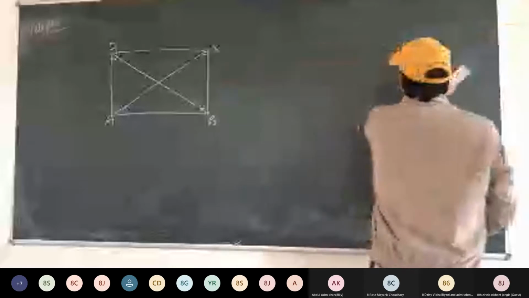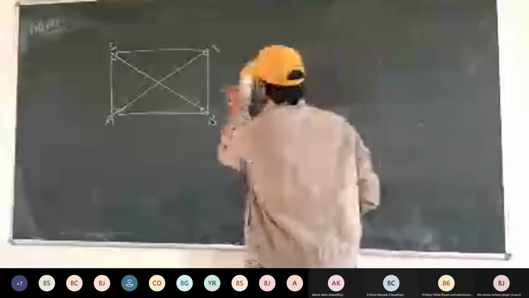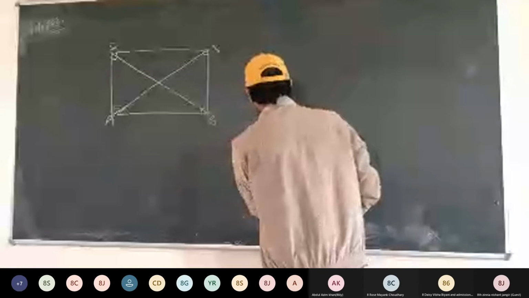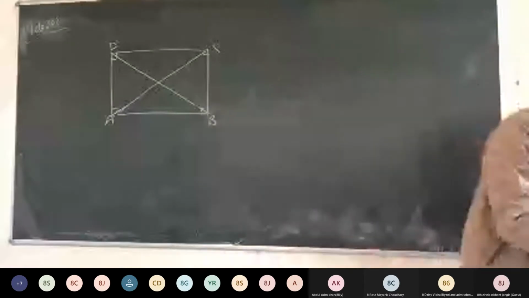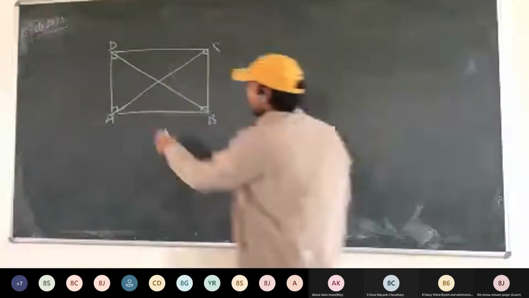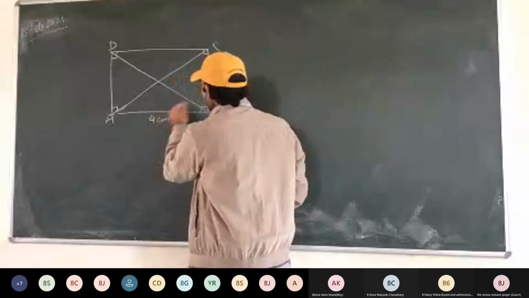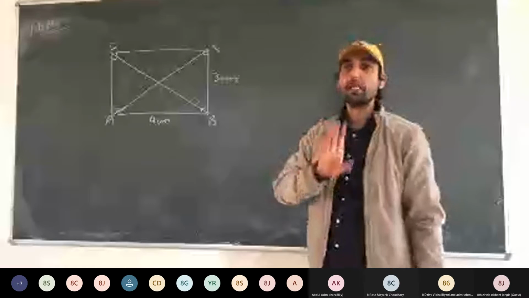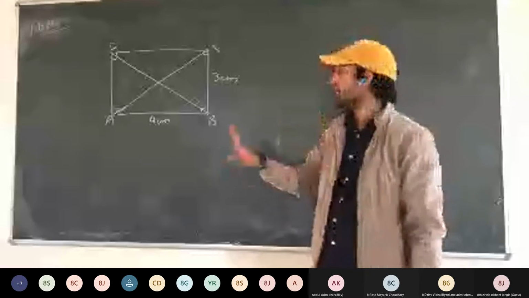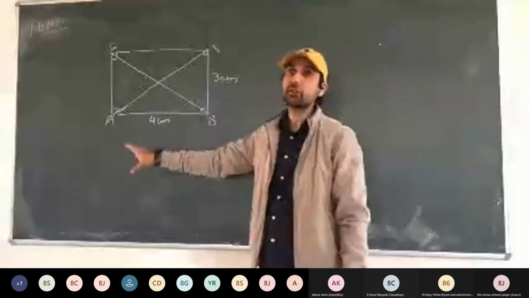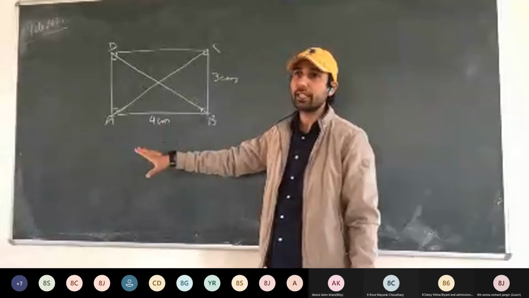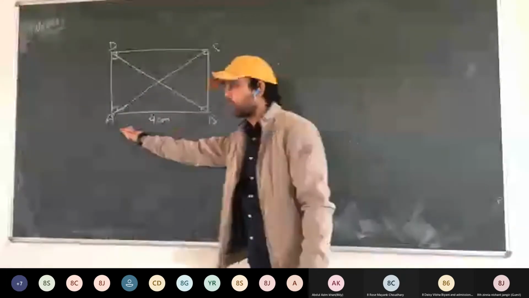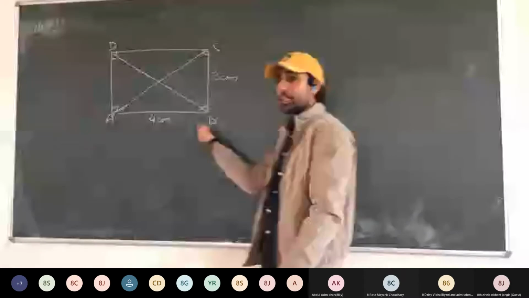So for example, two sides are given. AB equal to 4 centimeters, BC equal to 3 centimeters. For example, just two sides are given and the question is asking that we have to draw the rectangle. So how can we draw the rectangle? We'll be drawing the line AB first.